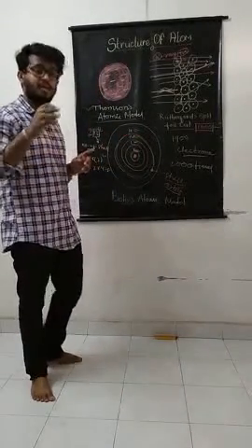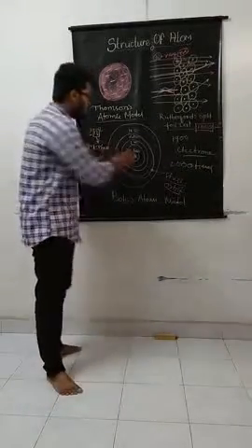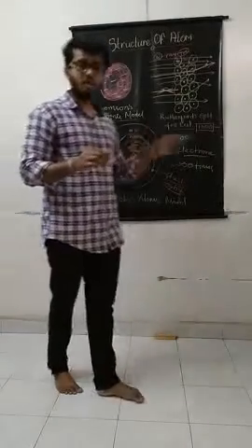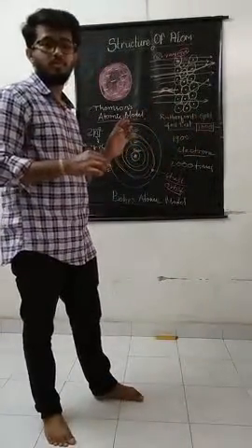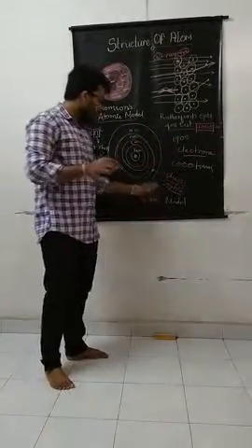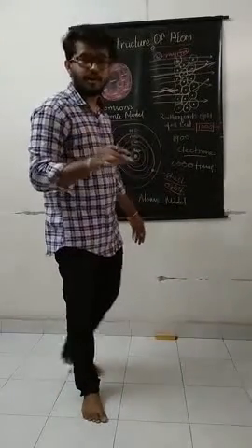And again he proposed that at first the first shell is filled, after that the second, then the third, then the fourth. That is the atomic model of Bohr, which is successful and correct.